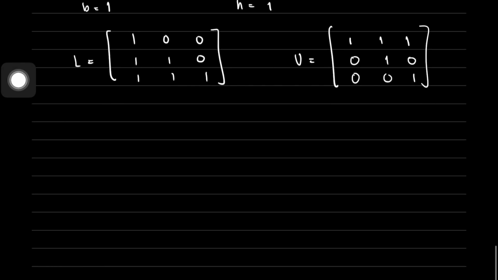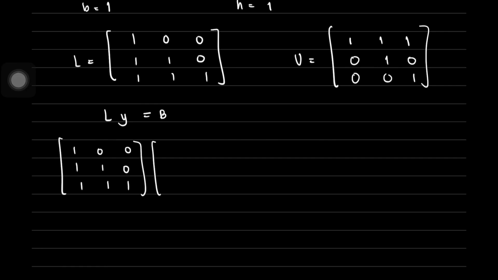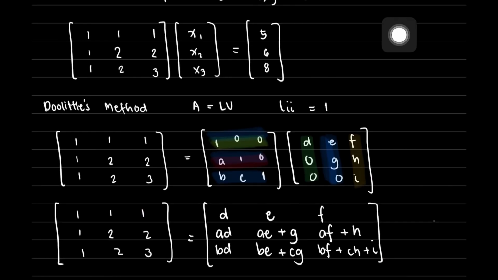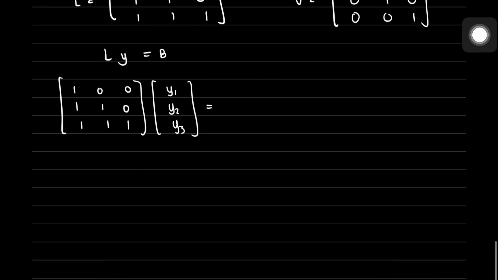Right? Now we're going to use this to solve for the values of x. To do that, we're going to use first Ly equals b. Now our L here is 1, 0, 0, 1, 1, 0, and then 1, 1, 1. Our y here has y1, y2, and y3. And b is equal to 5, 6, and 8.